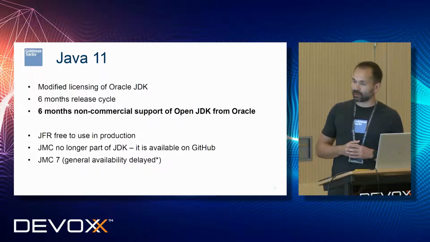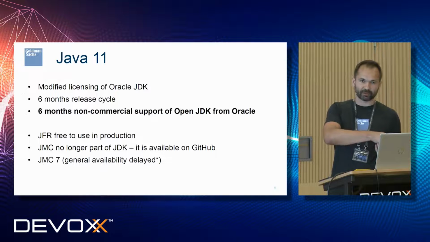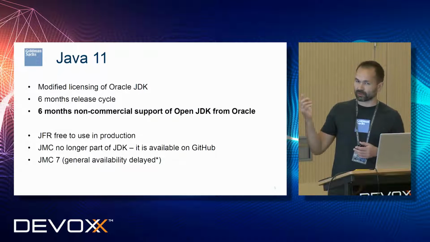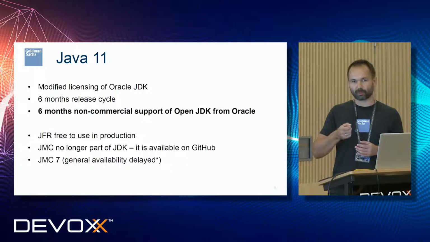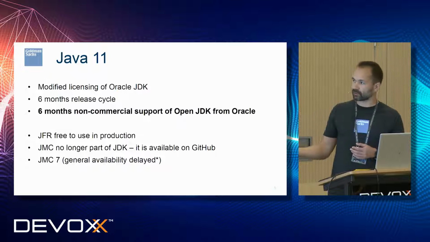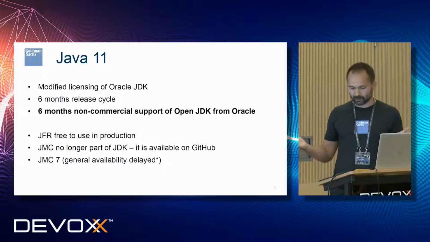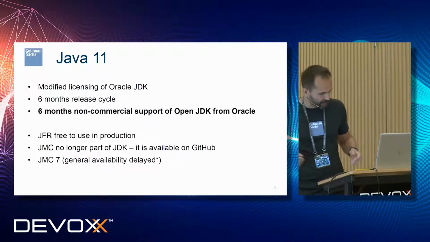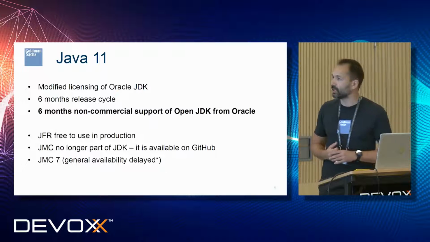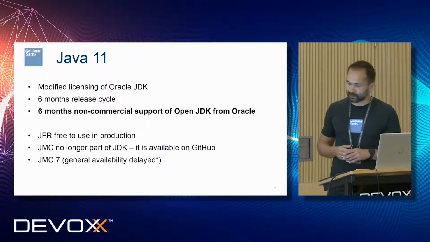Java Mission Control, from this point of view, was actually taken out of the JDK. If you used Java Mission Control before, you are probably aware that it was to be found under Java Home bin. Right now, it's no longer there. It is actually on GitHub, and you can use it basically by providing dependencies to the libraries.